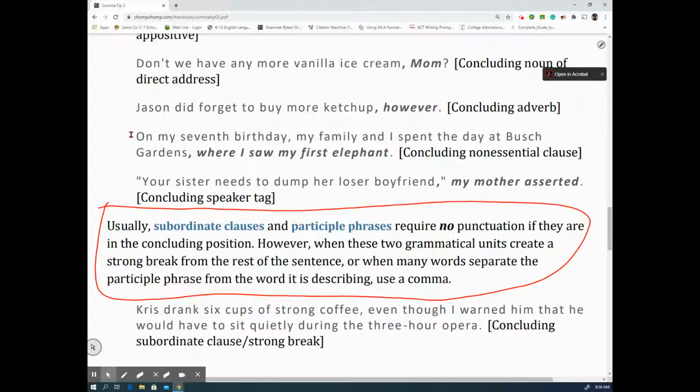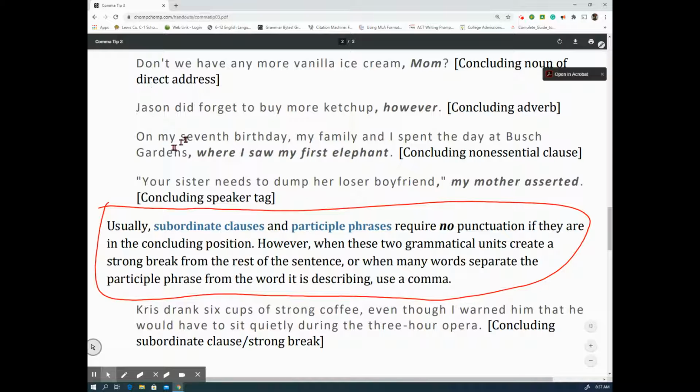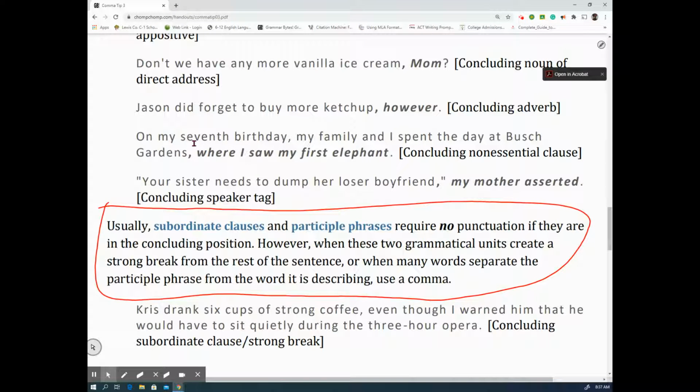If you intend for your concluding subordinate clause to be a significant break, something you'd almost use a dash for, then you can use a comma for it. Okay? You guys good here? Ready to move on? Great.